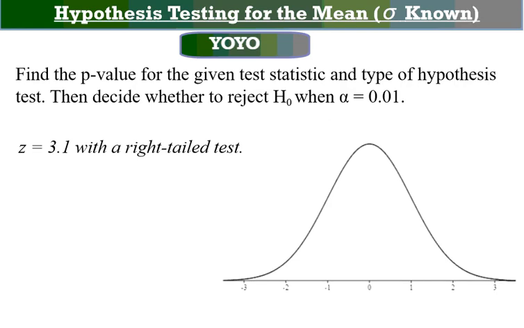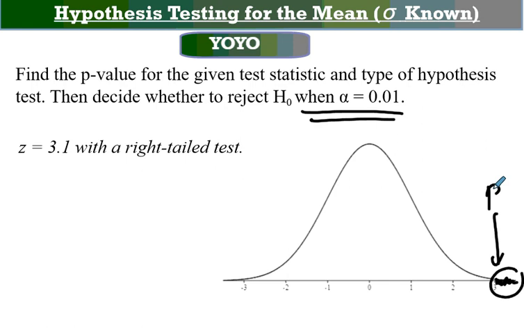I'm going to give you a chance to try. So find the p-value for the given test statistic and type of hypothesis test, and decide whether to reject the null if our confidence level is set to be 1%. The z-score is going to be 3.1, and you are going to be doing a right tail test. So you're trying to find the area that is right there. I will pause the video now, give you a chance to try it, and then come back once you've had a chance to try it.